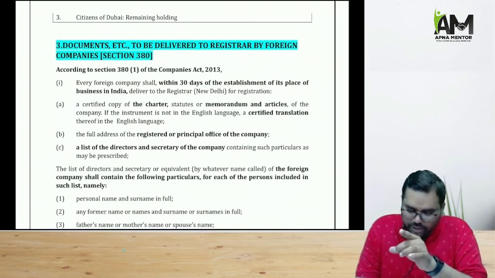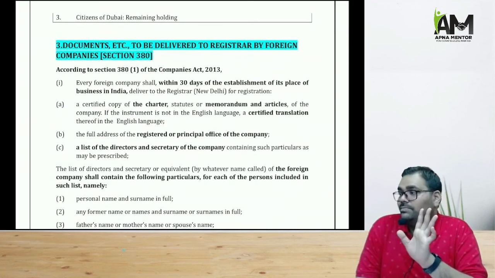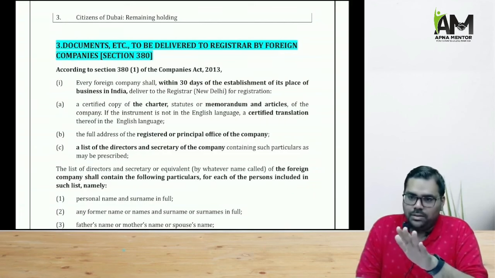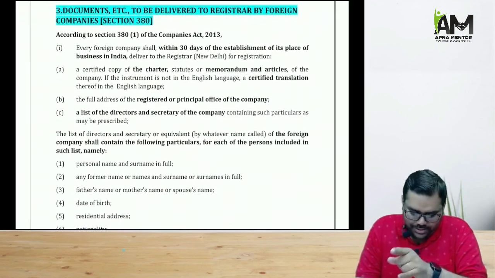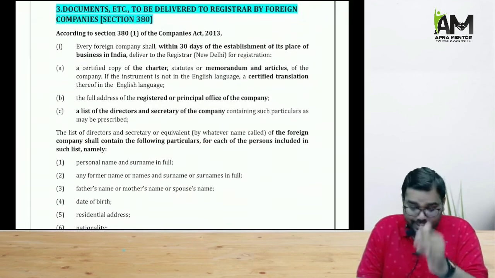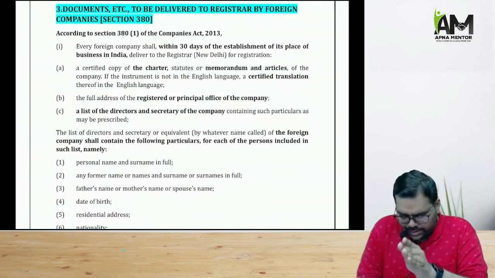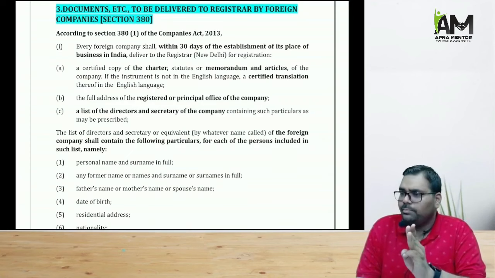Also give us a list of your directors and your secretaries, like Indian companies से भी मांगते थे. Give us a list of all your directors. सारे directors का details चाहिए, कौन कौन तुम्हारे directors हैं. We want full details. Their personal name, their surname, their formal name.